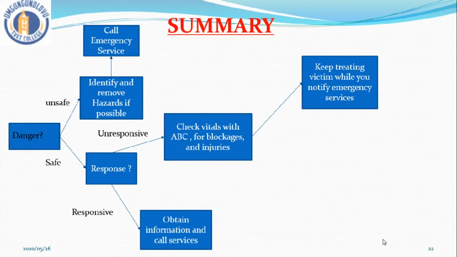Here is a summary of what we've discussed so far. We look at danger. If there is a danger and it's safe to respond to the injured person, you check vital signs for blockages and injuries. If they are responsive, get as much information from the injured person as possible so you can relay that information to the emergency services. If there is a danger and the area is unsafe, for example, if there's a fire and there are gas bottles lying around, you identify and remove the hazards if possible.